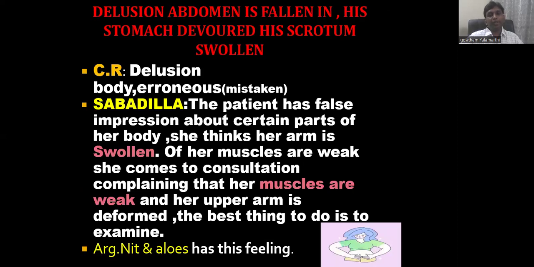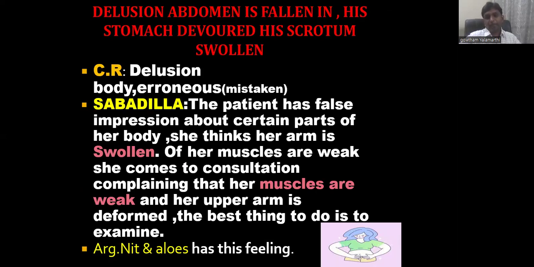So our first rubric in the Kent repertory: delusion that stomach is devoured and his scrotum is swollen. For this the cross reference is body erroneous. In that, 3 drugs are given under that, Sabadilla.